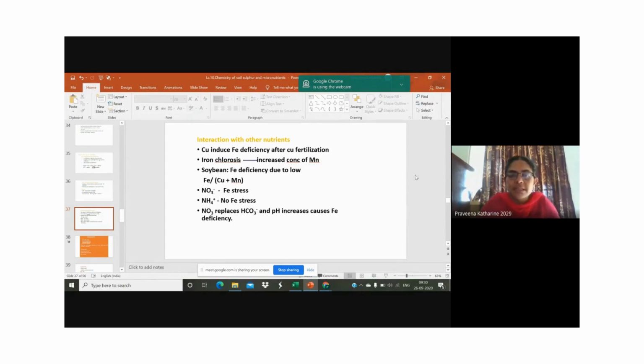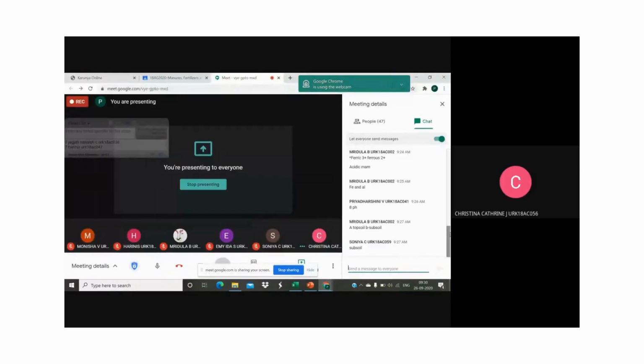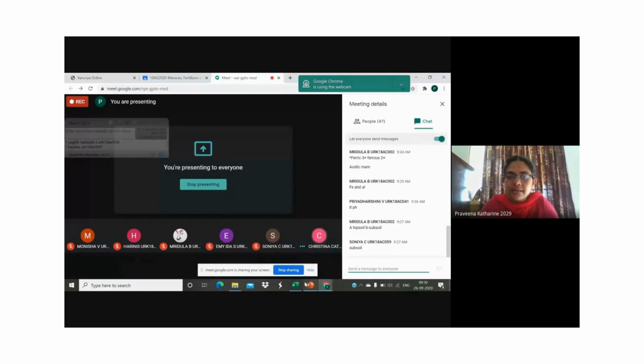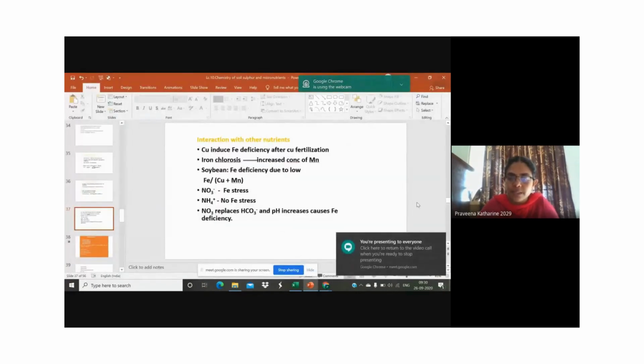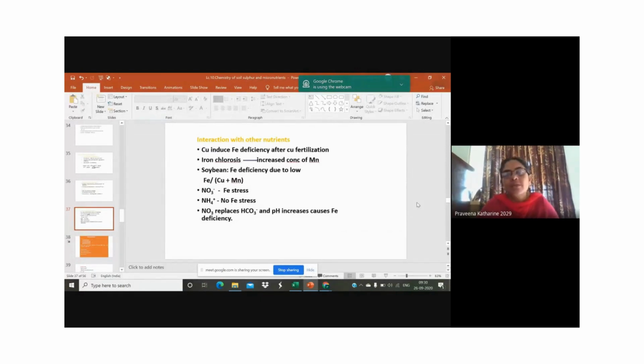So what is a symptom for iron deficiency? What is a symptom for iron deficiency? Make it fast. Interveinal chlorosis, ma'am. Good, Catherine. It is interveinal chlorosis. Iron deficiency causes interveinal chlorosis. So when nitrate is present in more amount in the soil, there will be deficiency of iron. Whereas when ammonium is present, you will not have any iron stress.